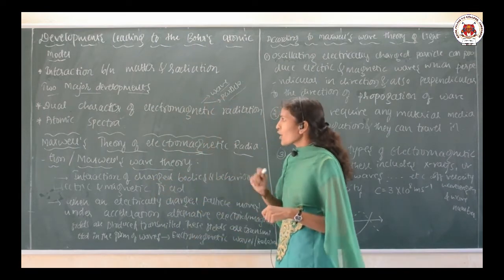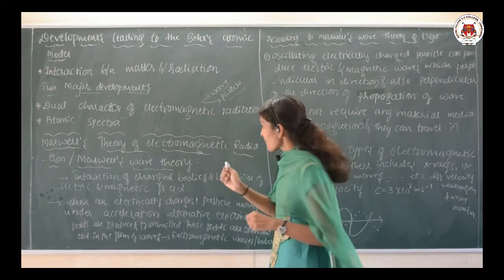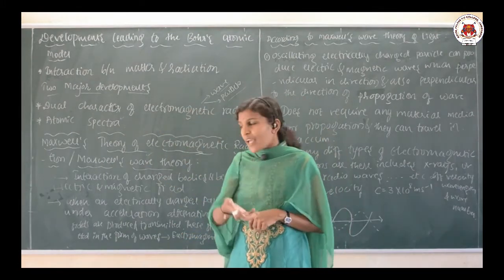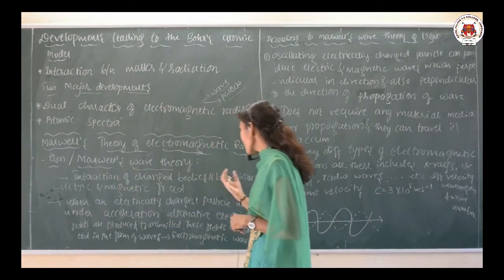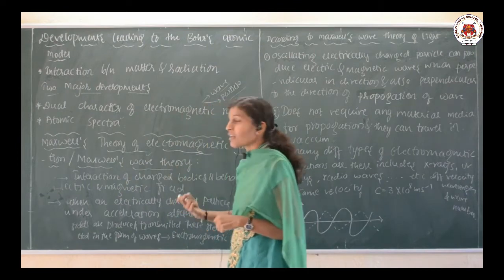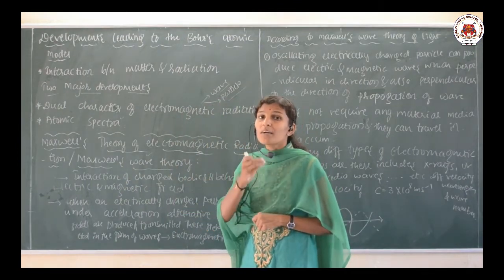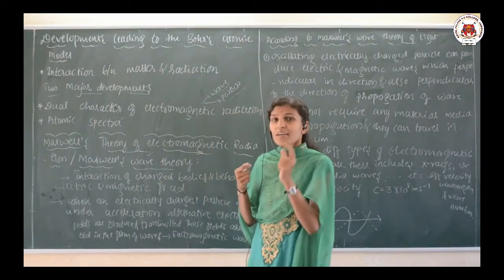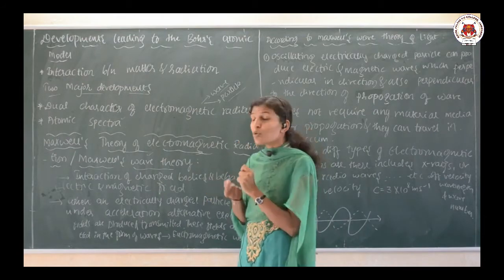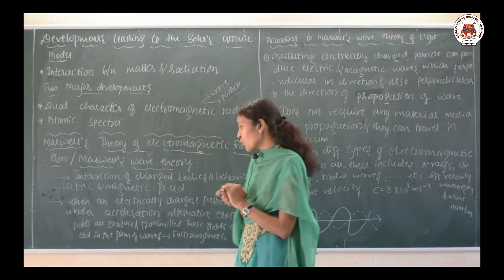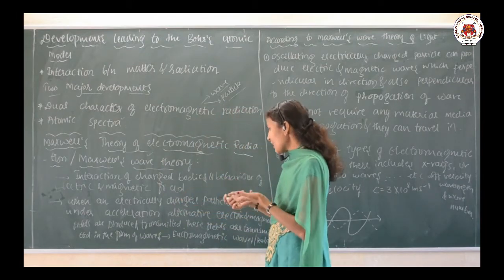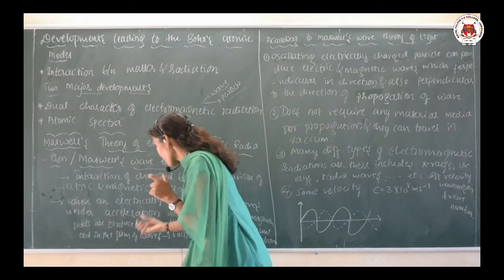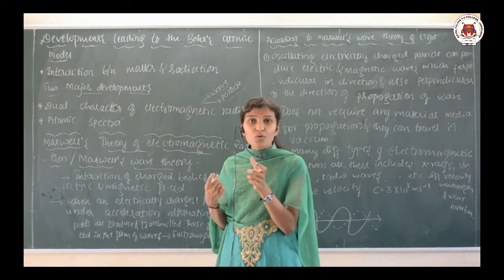Now we are talking about electromagnetic radiation. The scientist Maxwell was the first to explain the interaction of charged bodies and the behavior of electric and magnetic fields at the macroscopic level. He suggested that when an electrically charged particle moves under acceleration, alternating electric and magnetic fields are produced and transmitted.